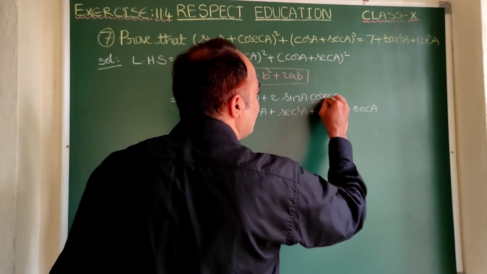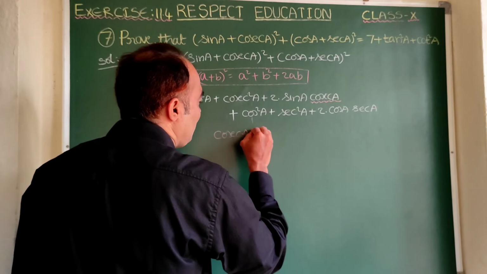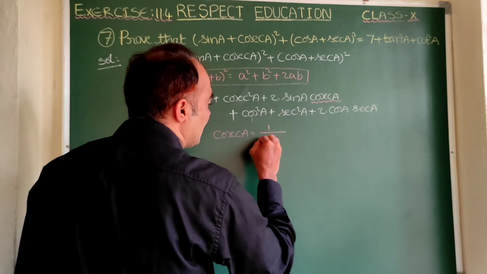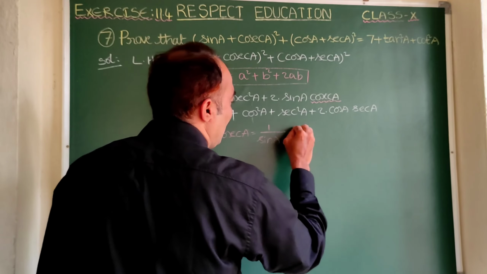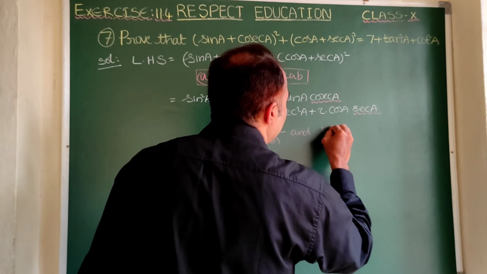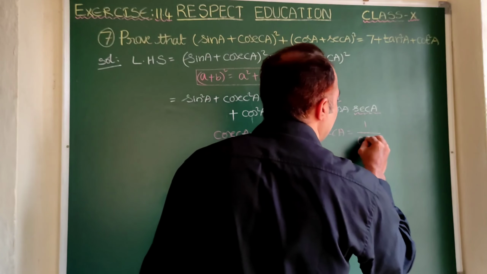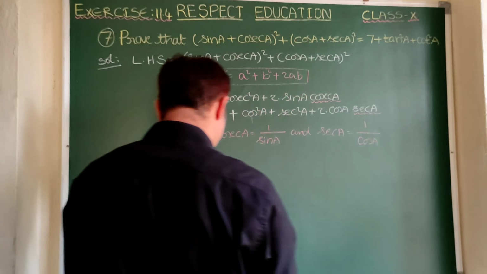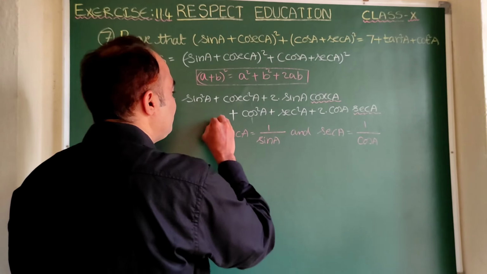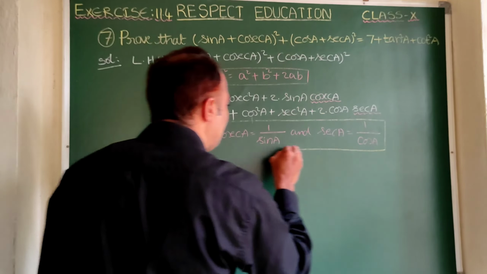In place of cosecant A, cosecant A can be written as 1 by sin A, and here in place of secant A, it can be written as 1 by cos A. Clear? Now let us substitute these formulas in the previous step.